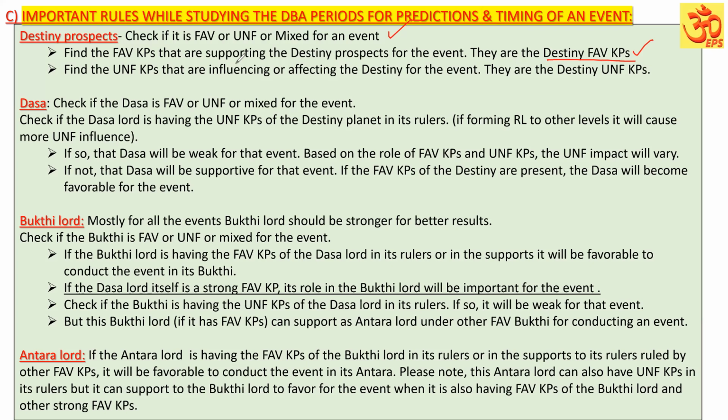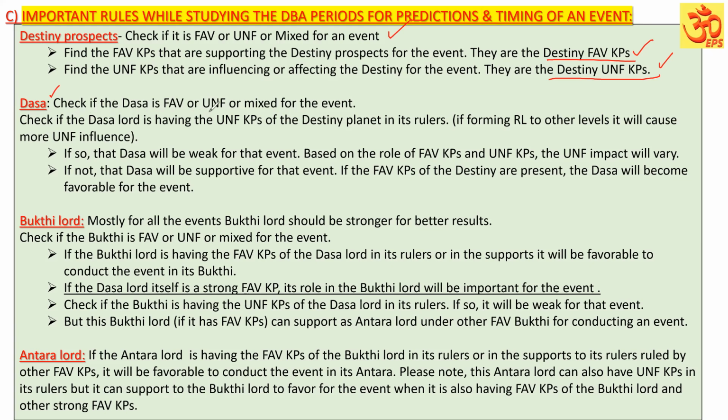And similarly, the unfavorable key planets that are influencing or affecting the destiny for the event, if they are present, find those planets. They are called the destiny unfavorable key planets. So in short, find the planets which are supporting the destiny. They are called destiny favorable key planets. Find the planets which are weakening the destiny in their rulers. They are called unfavorable key planets of the destiny. So once destiny is studied and we find the destiny favorable and unfavorable key planets, now we have to focus on the dasa. We have to do it in this order only.